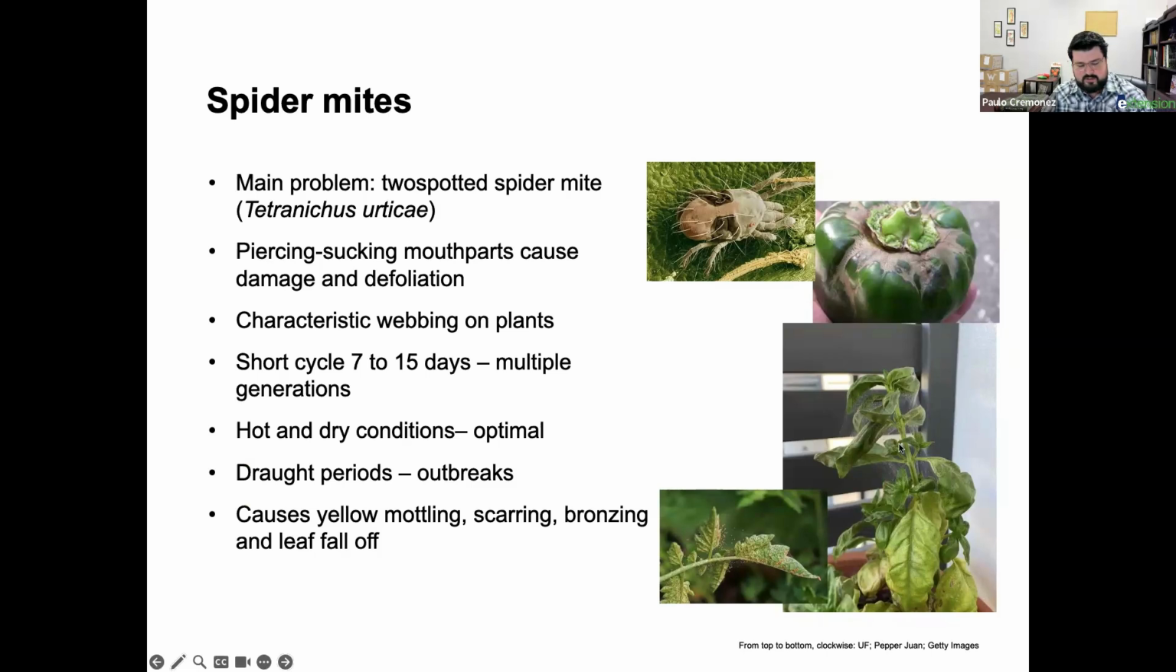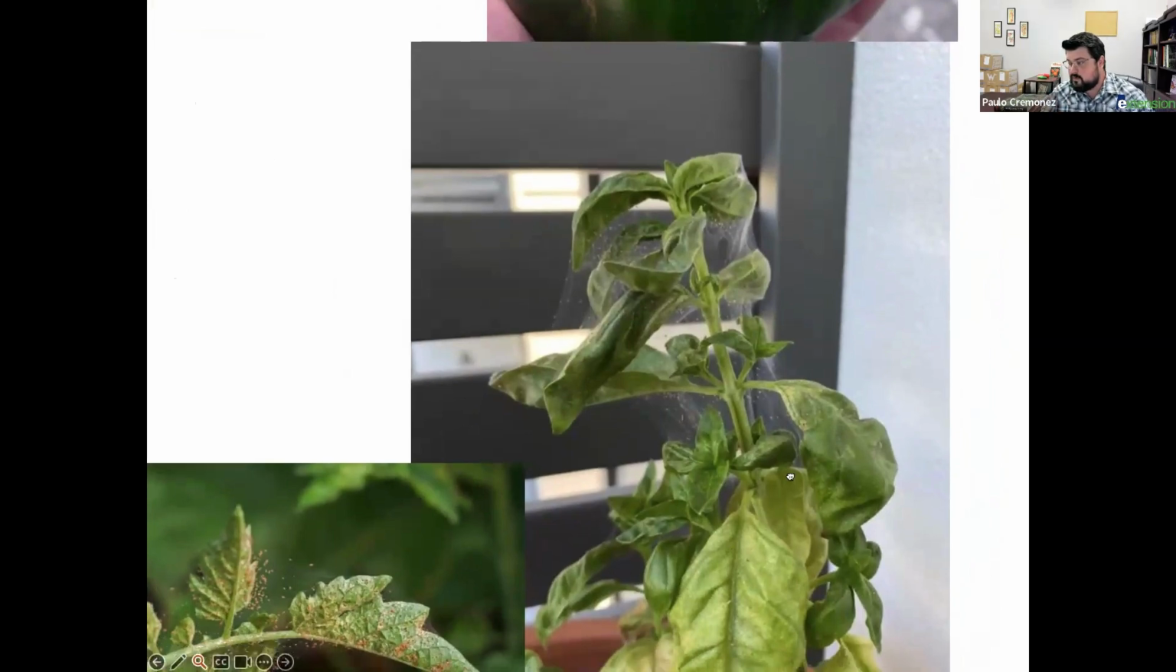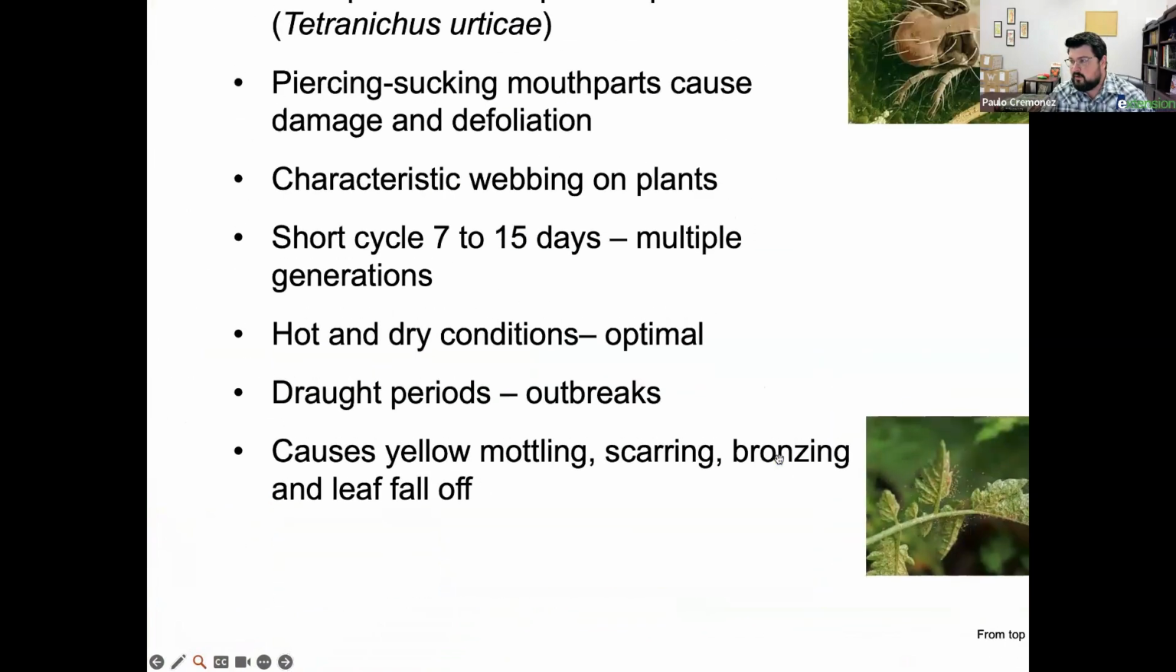One of the characteristics is the webbing on the plants, like in this example here. This is a late infestation of spider mites. So if you start to see these, then you do have a serious problem.